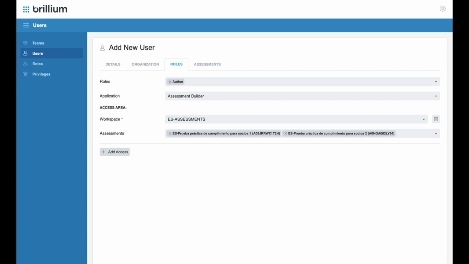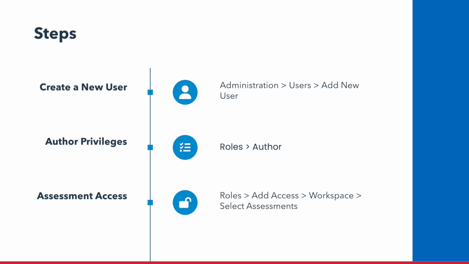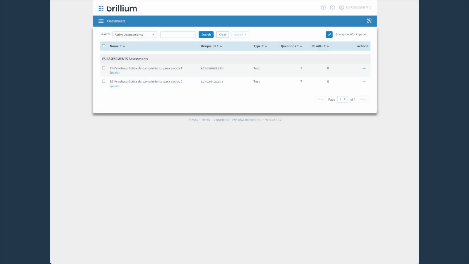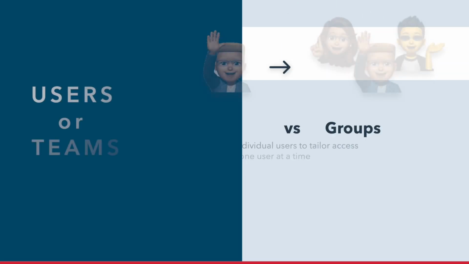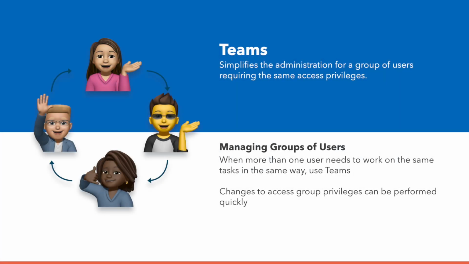To create additional users, we simply repeat the process. Now that we've created a new user, assigned that user a collection of privileges under the Author role, and assigned access for 2 assessments, let's look at what Troy will see when he logs into Brillium Assessment Builder. While creating users and assigning access privileges in this way works well for 1 or 2 individual users, it can quickly become overwhelming when we need to add a large number of users. This is where teams can make administration much easier.